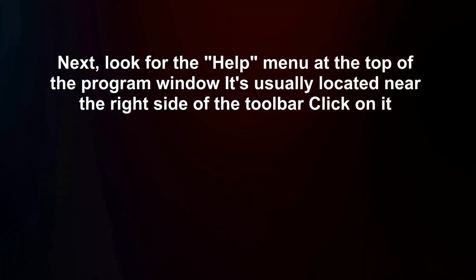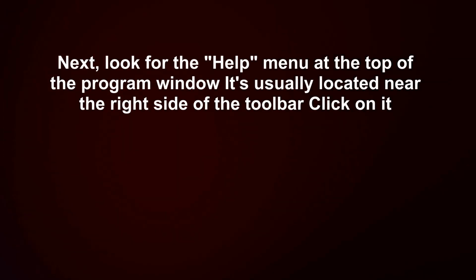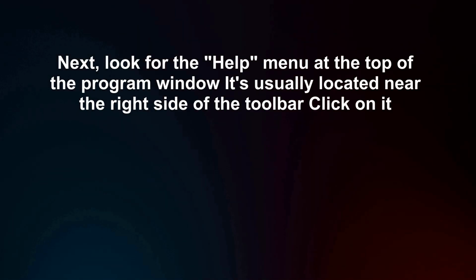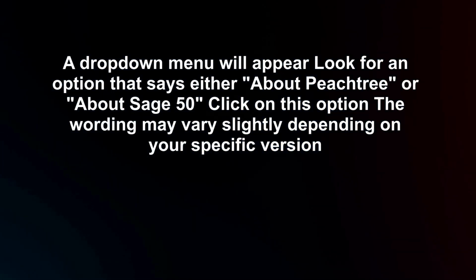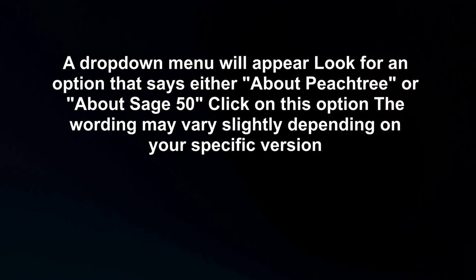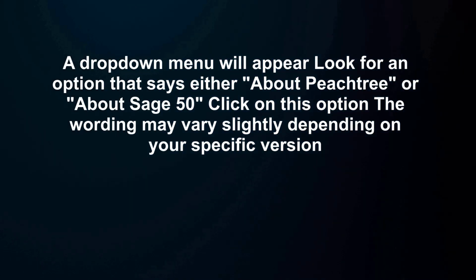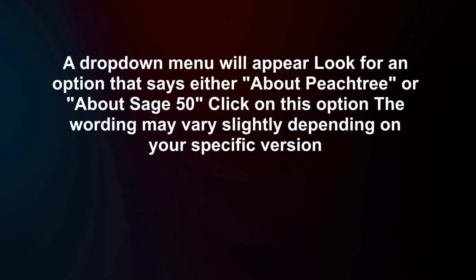Next, look for the Help menu at the top of the program window. It's usually located near the right side of the toolbar. Click on it. A drop-down menu will appear. Look for an option that says either About Peachtree or About Sage 50. Click on this option. The wording may vary slightly depending on your specific version.